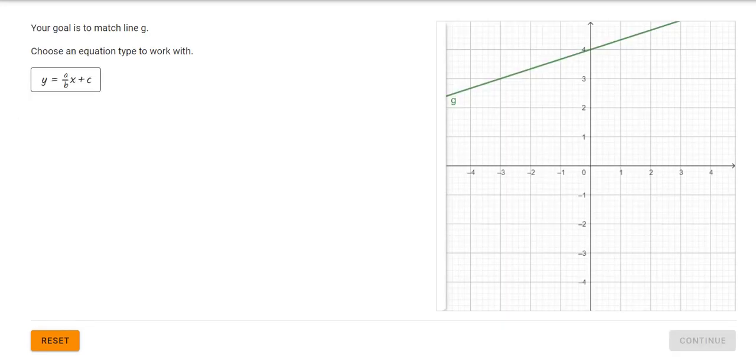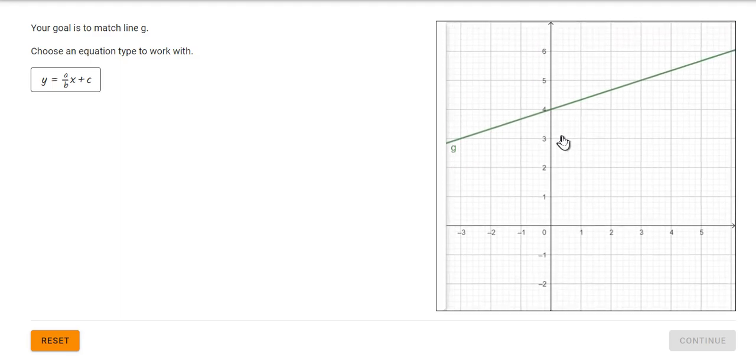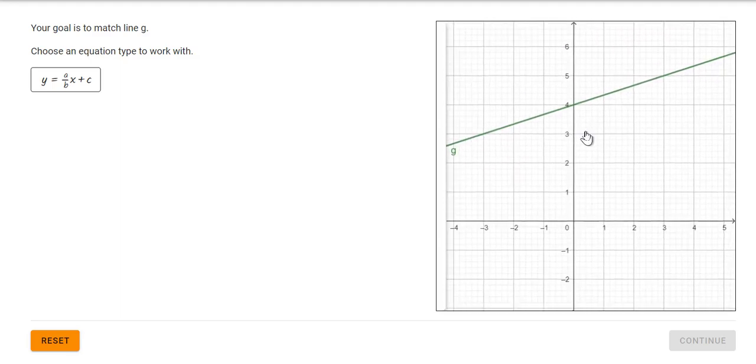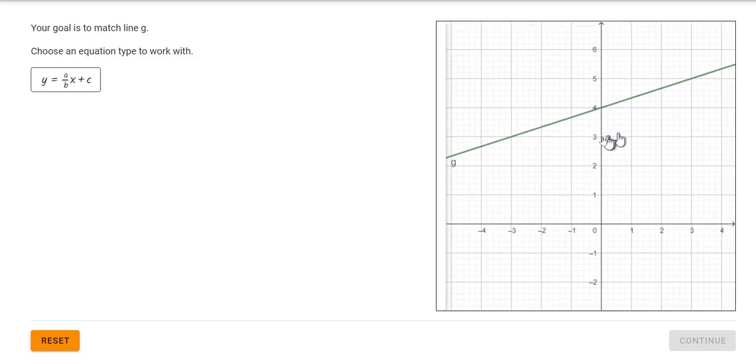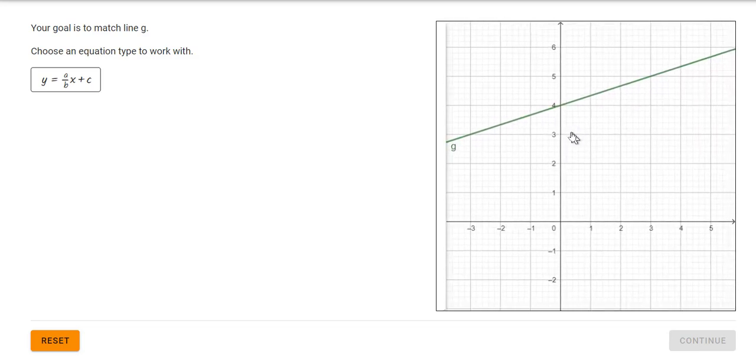All right, let's move on to our line it up activity. In a line it up activity, you have to write the equation of this line. They're going to give you a separate line here that's not the same. You have to analyze this graph to figure out, well, what is the y-intercept and what is the slope? Well, let's take a look.